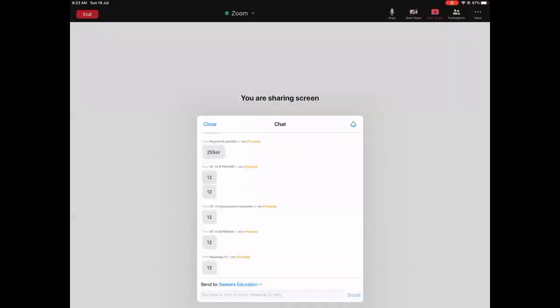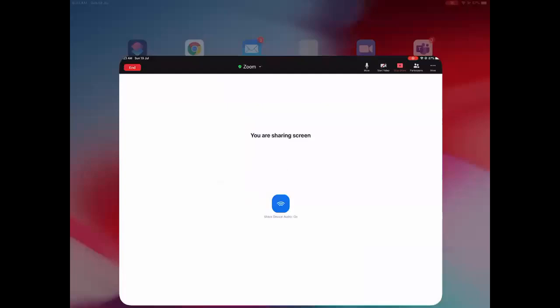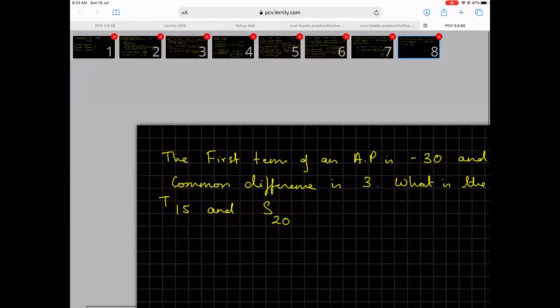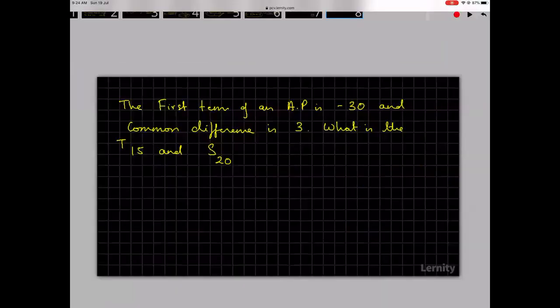Okay, so some of us are doing quite fast. So good. So I hope you are able to understand. The others, please quickly come up. And then you also try to put a speed to it. The faster you do, the better it is. The first term of an AP is minus 30 and the common difference is 3. The question is, what is T15 and what is S20?